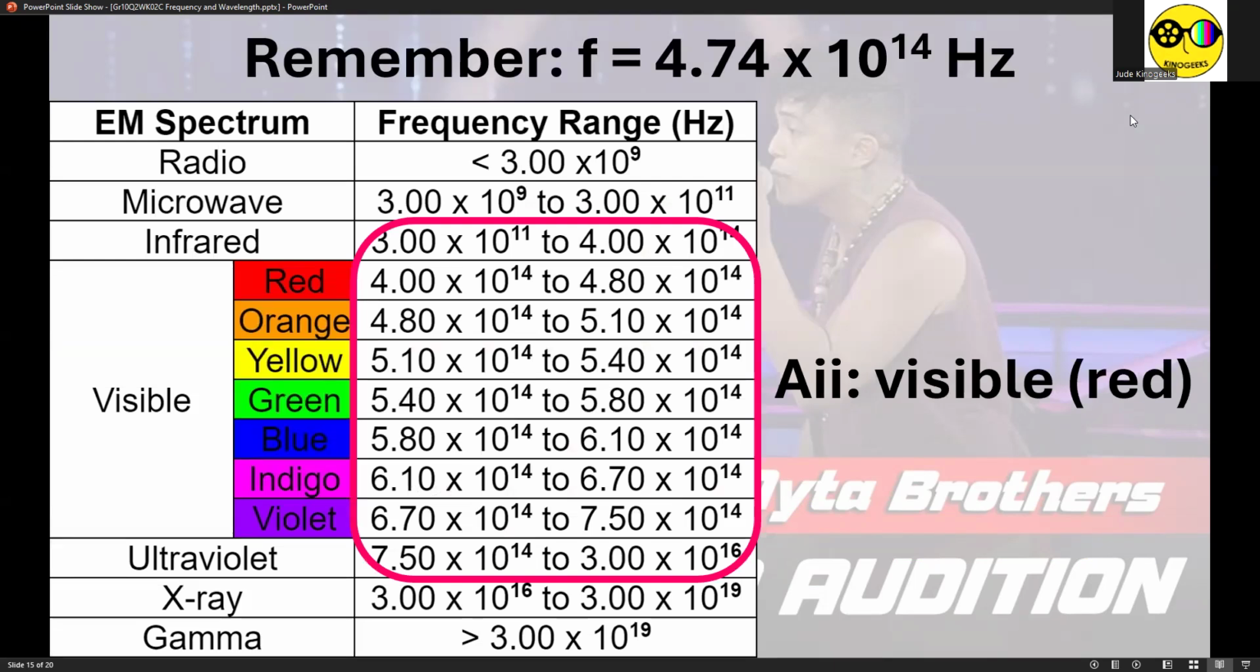So why red? That's because if you look at the coefficient of the frequency, 4.74, that falls between 4.00 and 4.80. So that's why the visible component of this frequency is exactly at the red portion.